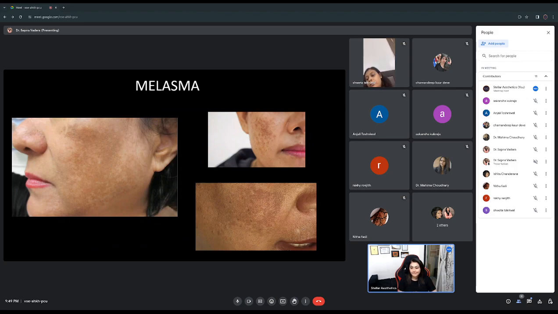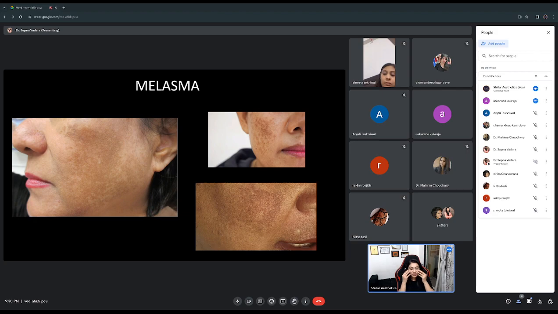Next is melasma. Now what is melasma? Anyone? It is most common in Indians. You will see a lot of patients for melasma. Melasma is a specific type of pigmentation. It's common during pregnancy, but first, it happens most commonly in females. Second, it happens most commonly in the cheek areas.